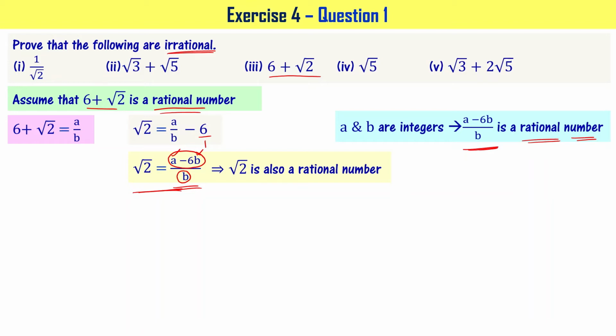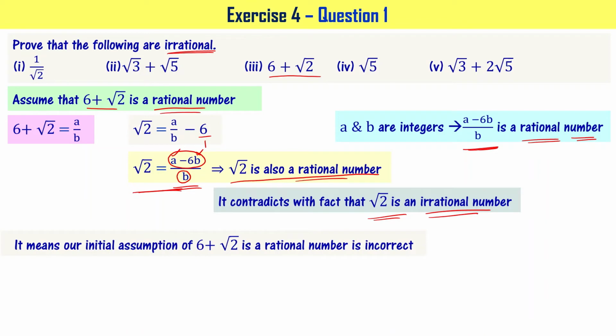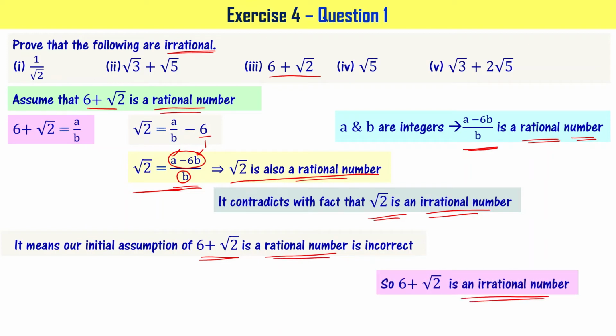It is an irrational number, right? So whatever we got here, it is contradicting with the fact that root 2 is an irrational number. It means whatever initial assumption we made, that is wrong. 6 plus root 2 cannot be a rational number. It means 6 plus root 2 is an irrational number. Got it?